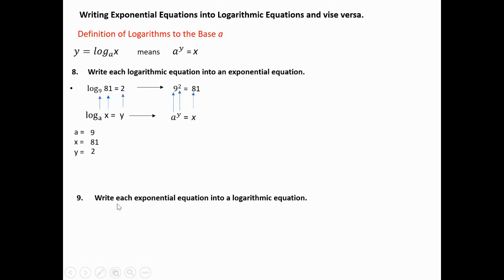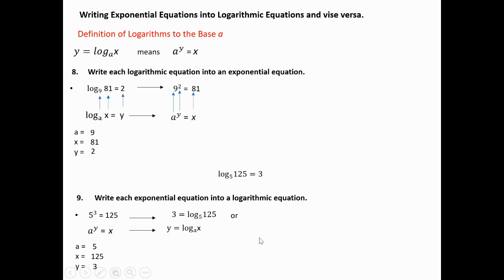Now we're going to go the other way around. Write each exponential equation as a logarithmic equation. So we have to know what the a, what the y, and what the x are. Okay? So this is exponential form, this is logarithmic form. My a is going to be 5, my y is going to be 3, and my x is going to be 125. So then this will be my y, right? My y is 3, my a is 5, and my x is 125.